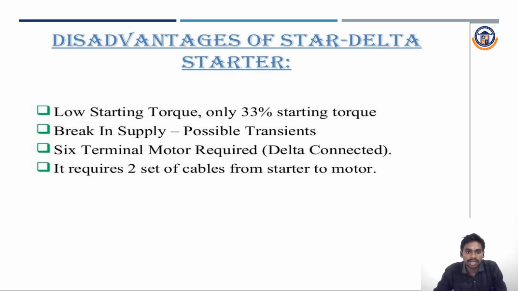Disadvantages of the star delta starter: low starting torque. Only 33% starting torque occurs in the star delta starter. Break in supply, possibly transients. 6-terminal motors are required for delta connection. It requires 2 sets of cables from the starter to the motor.